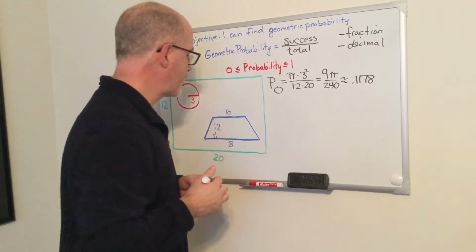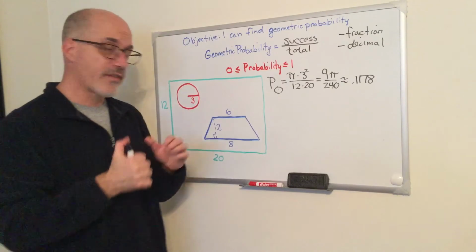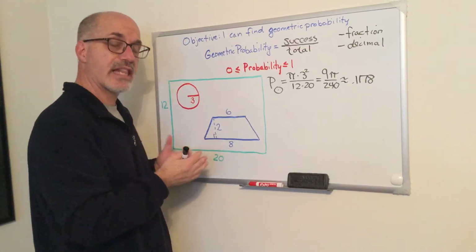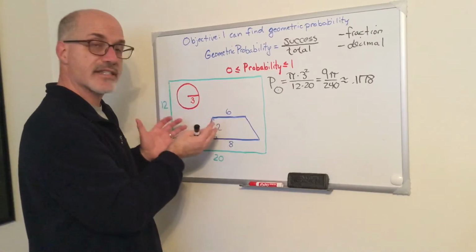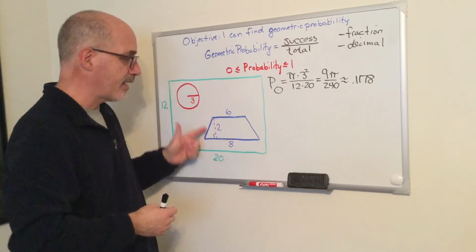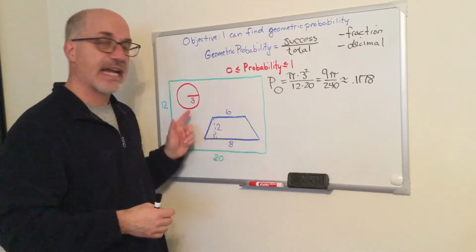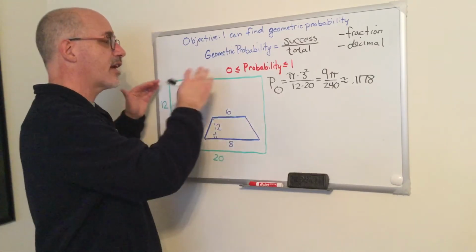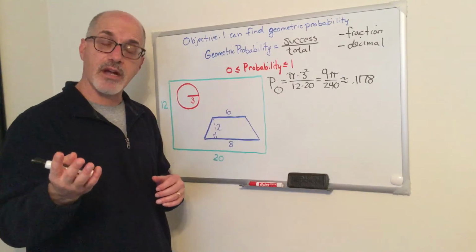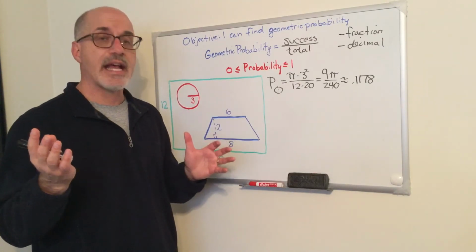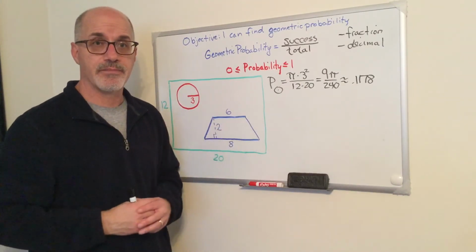Now, you have to remember what the formula is for a trapezoid. I'd like you to try finding the probability of it randomly landing inside this blue trapezoid with a height of 2 and bases of 8 and 6, when the entire region is this 12 by 20 rectangle. You try it. Pause the video, give it a try, and then we'll come back and do it together.